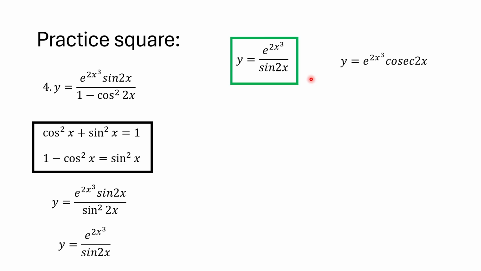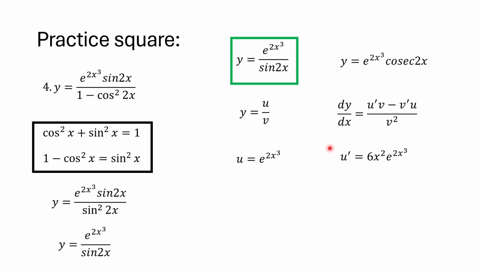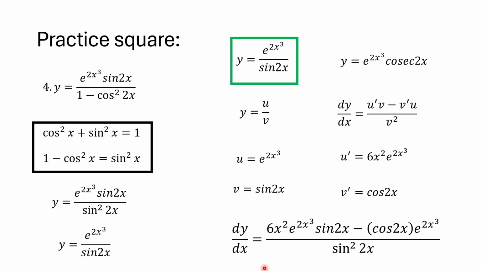way. So just starting off here, we can use quotient rule and say u is equal to e to the 2x cubed, u prime is equal to 6x squared e to the 2x cubed, v is equal to sine 2x, v prime is equal to cos 2x, just like so. And then applying the formula, you get this. And you can factor out or something, but I mean, this is a valid answer, so that's good to go.